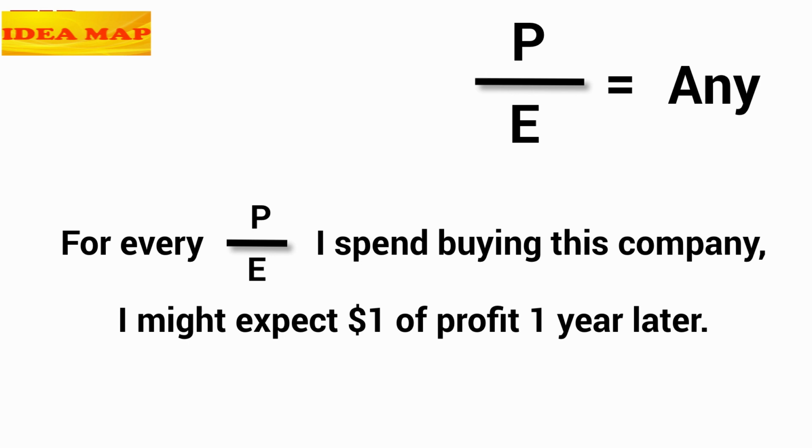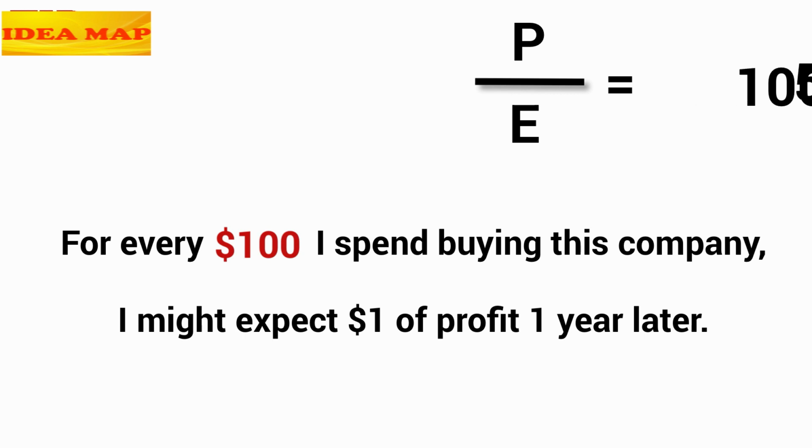Now that we know this little trick, let's try it with a really high PE ratio like 100. For every $100 I spend buying this company, I can expect $1 of profit 1 year later. That sounds horrible, right? Now let's try it with a low PE, like 5. For every $5 I spend buying this company, I can expect $1 of profit 1 year later. Wow, now that sounds really good.